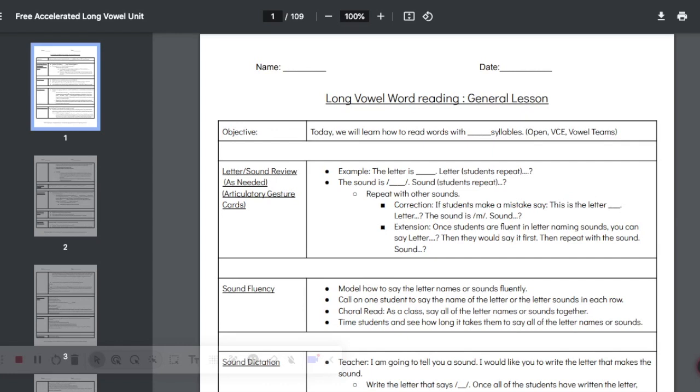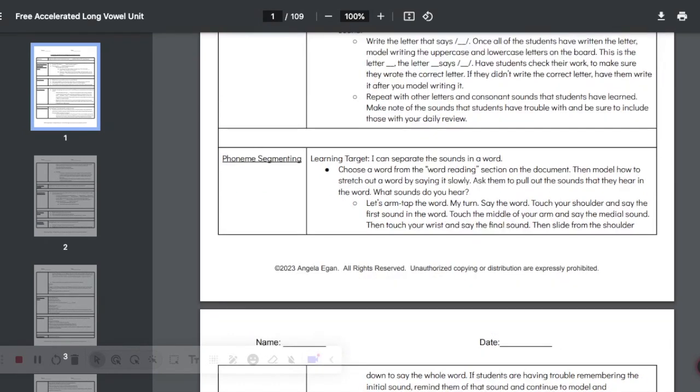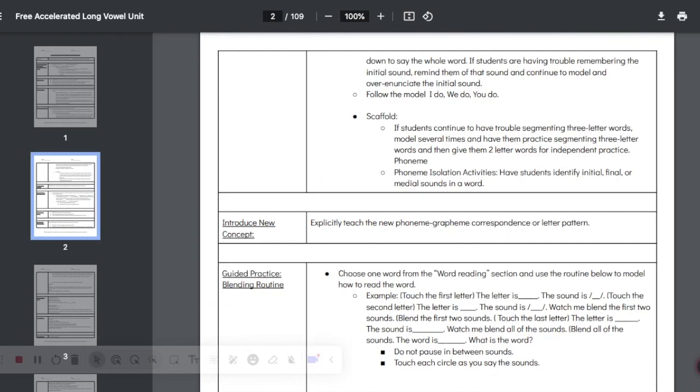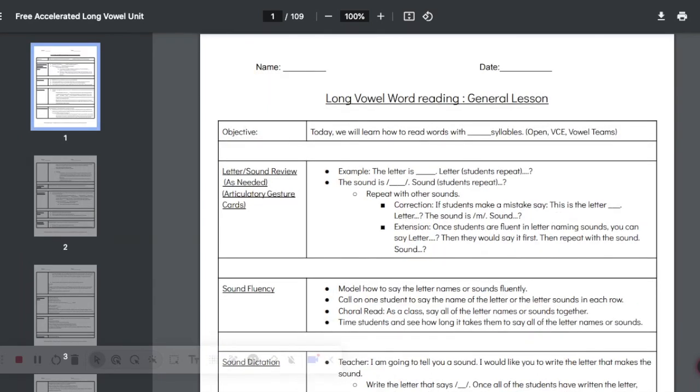Now that you have your starting point, we have to begin the instruction. And so underneath free resources, you're going to notice that there are general lesson plans that you can follow for each skill group. And so this group is phonological awareness and long vowel word reading. So each of the groups are going to start off with a general lesson plan that's going to walk you through all of the steps and give you specific wording, specific activities to help you through the lessons.